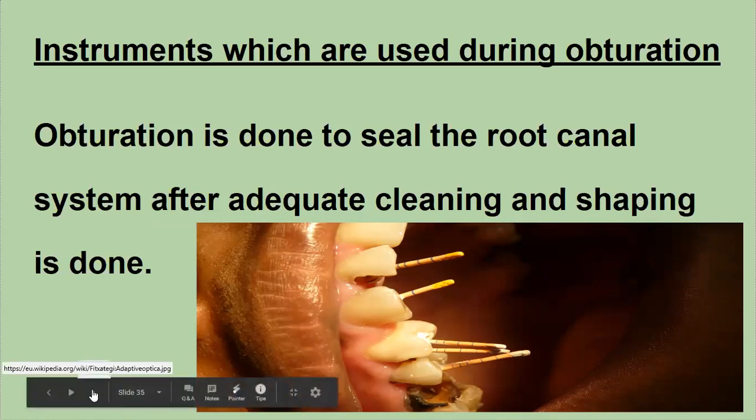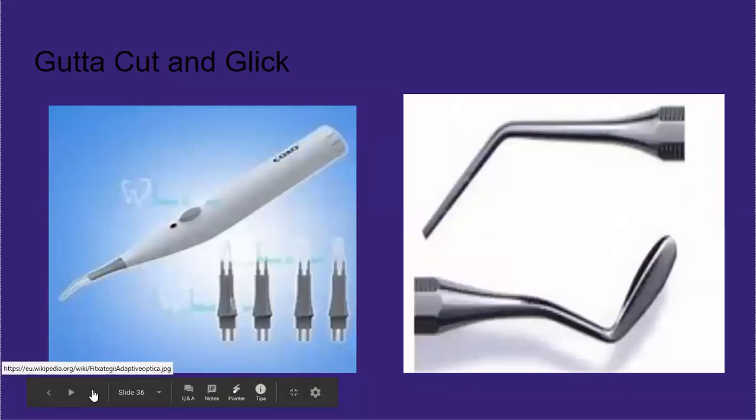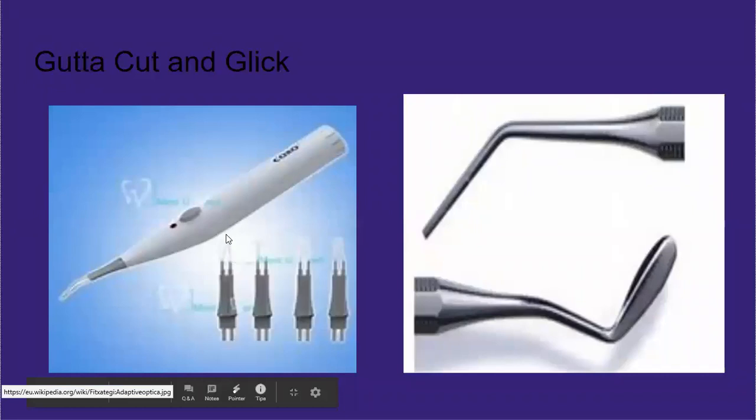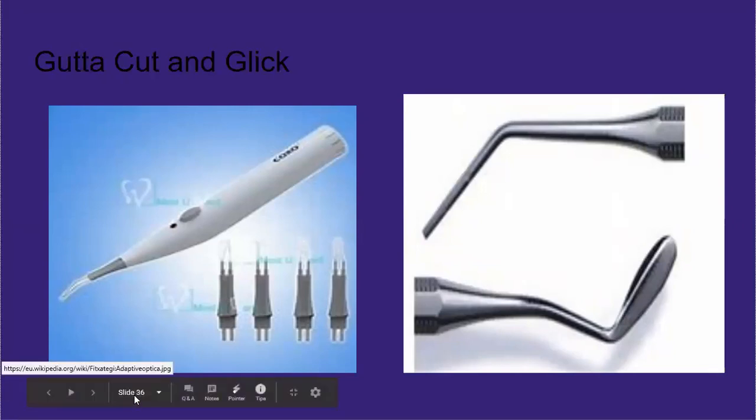So we can't leave it like that. So now we're going to use a gutta cut or a glick. A gutta cut is kind of like a soldering gun, but you push the button and this heats up and it burns that gutta percha off. Then over here, you can heat the glick up, burn the gutta percha off, and then use the other plugger in to condense it down.